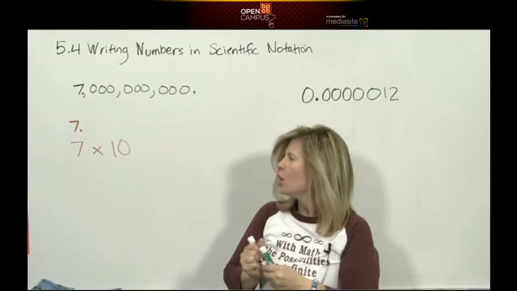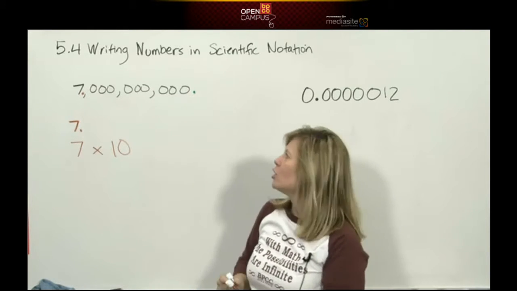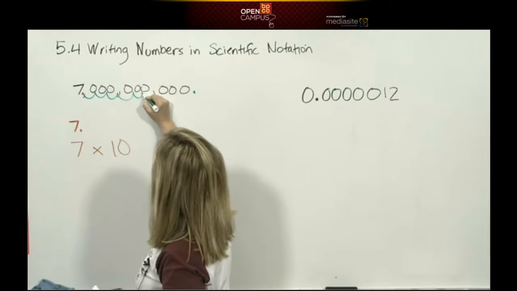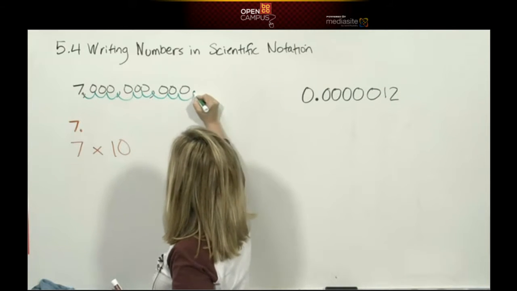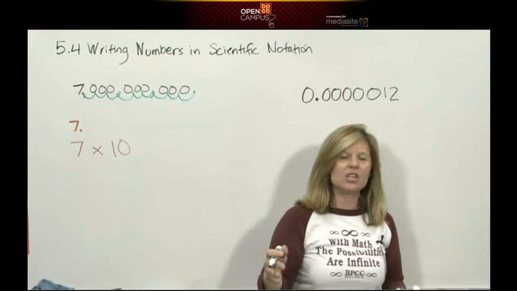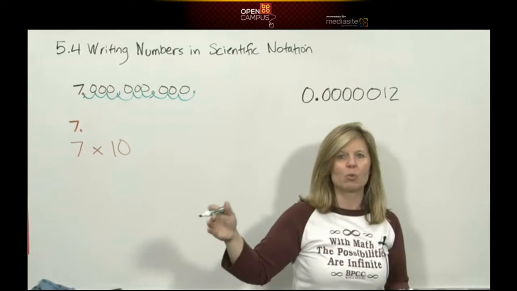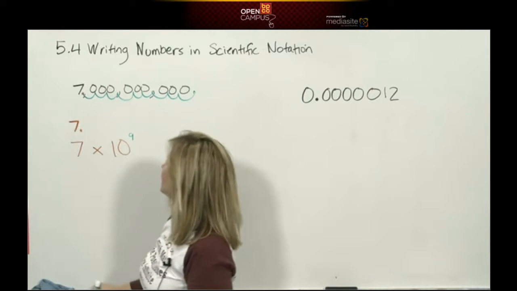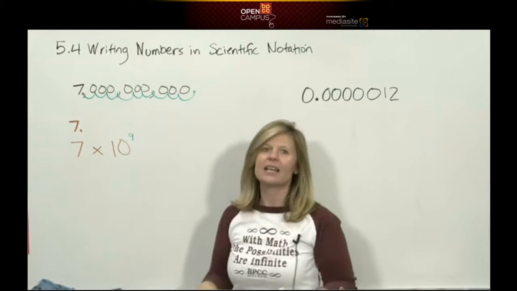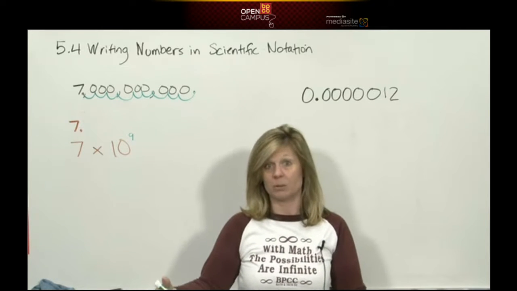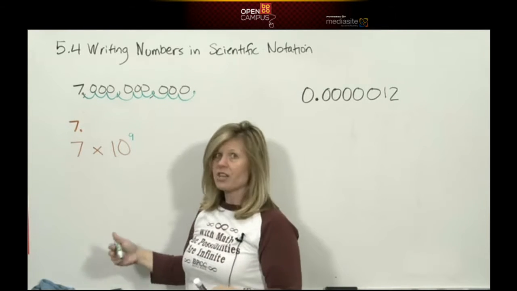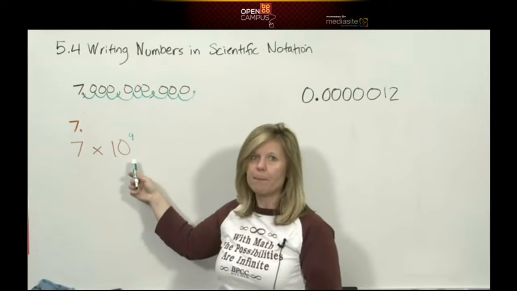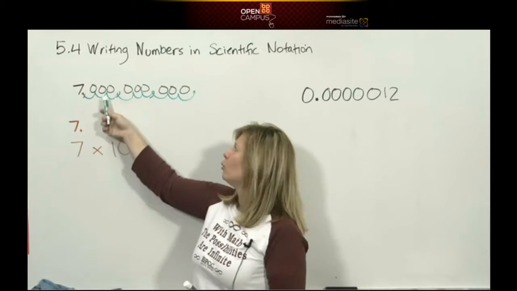We count how many positions it takes us to move this decimal point back to where it started. So our decimal point started here at the end. So we will count 1, 2, 3, 4, 5, 6, 7, 8, 9. So it would take us 9 positions to move that decimal point back to where it began. And because we're going to the right, our exponent is positive. 7 times 10 to the 9th is a number written in scientific notation. If you want to check yourself, if you took 10 and multiplied it out 9 times, you would get a billion. And a billion times 7 would be 7 billion.